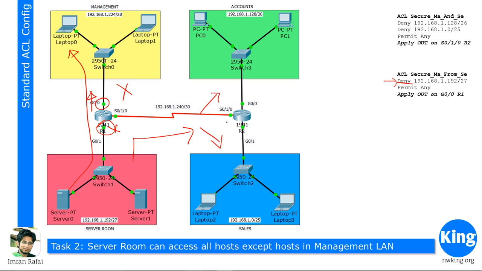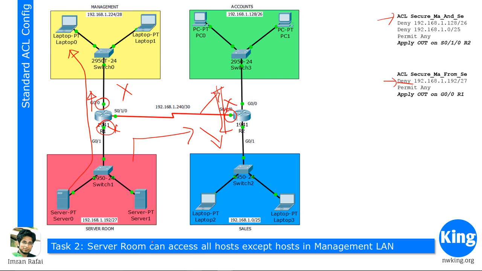Any other traffic, let's say the traffic is actually coming from accounts, if I applied it here, it will say no, your source IP address is in the 192.168.1.128 range, whatever that range is. It says I don't have a list which says deny, so you are permitted to go, right? But it's a different story that because of our first ACL which is applied here, all traffic coming in from sales or accounts is anyway going to be dropped here, right? So that's our task 2.